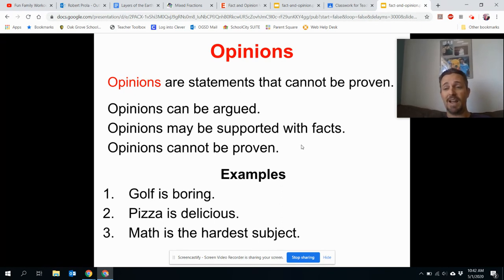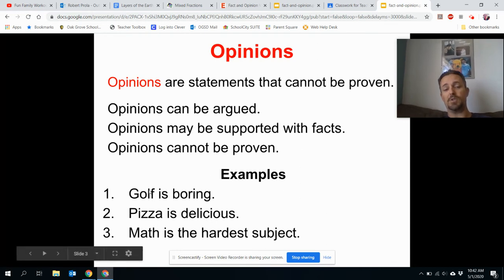I could support it with a fact. I could say uniforms will make all of the students look the same if they're wearing them at the school. They'll all be wearing the same clothing. That's a fact, trying to support my opinion that all students should wear uniforms to school. Again, people can disagree about it.